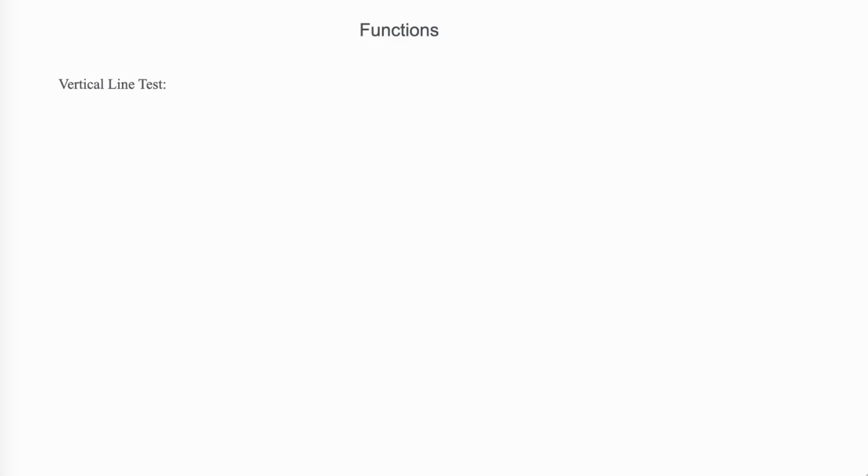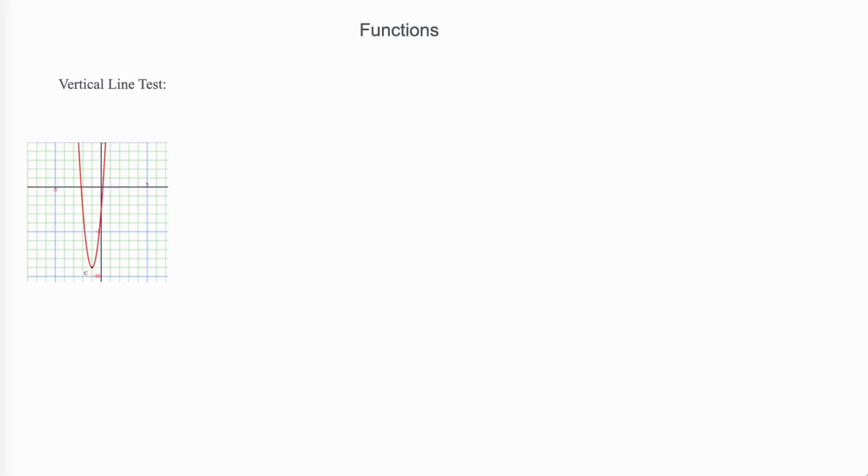We could also do the same thing by looking at the graph, and this is called the vertical line test. If you draw a vertical line through a graph and the vertical line only touches it once, right there, this is a function. This is a many-to-one function. You would have two x values that get you the same y value. A y value here and a y value there. So two different x values would get you that y value.